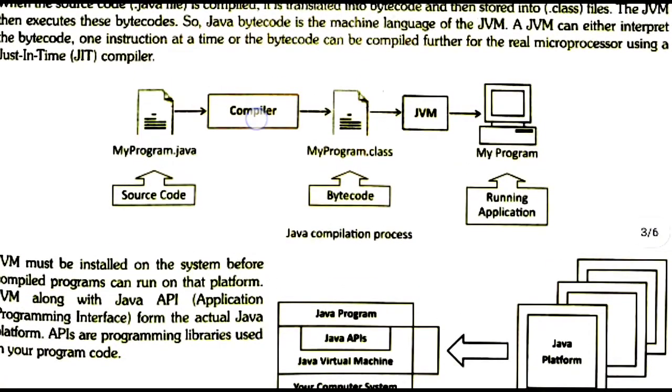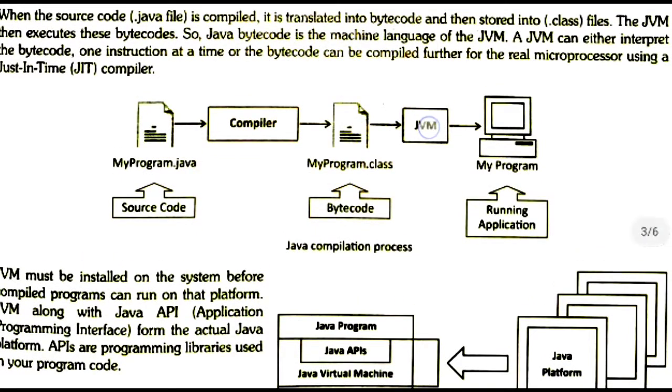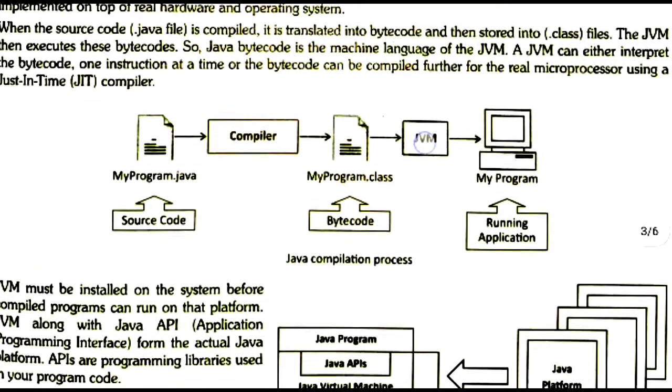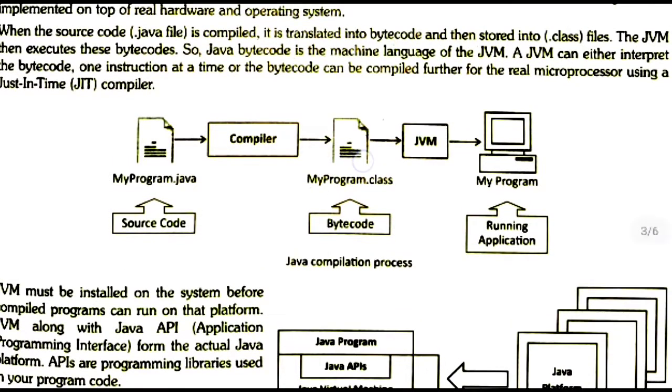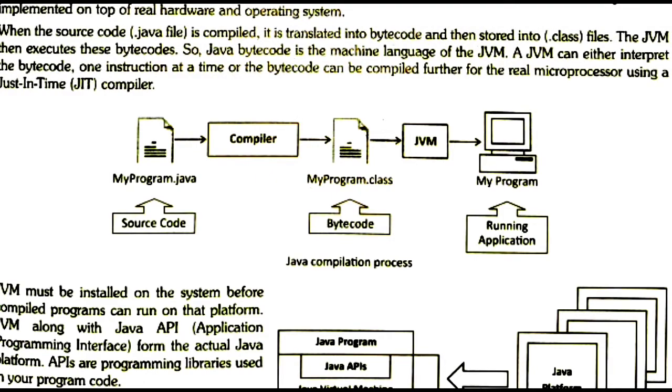After that you have the Java compiler. The Java compiler will convert the source code into bytecode, that is a .class file, and this bytecode further will go to the JVM, and the JVM is the software. Okay, it is the layer. It will execute the bytecode instructions on the machine or on the computer.